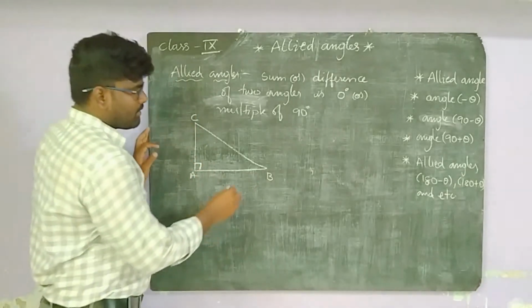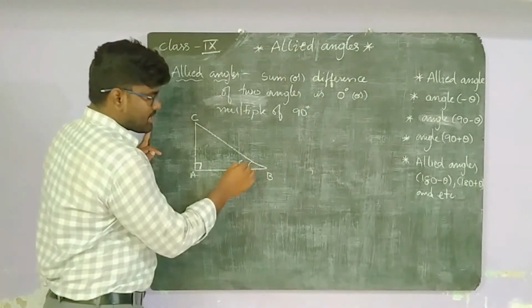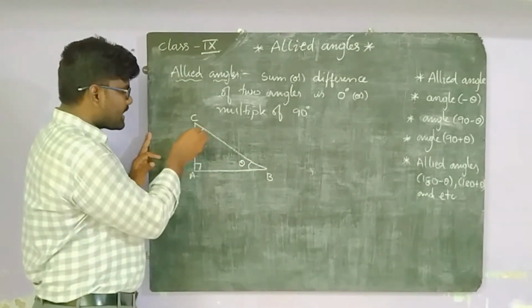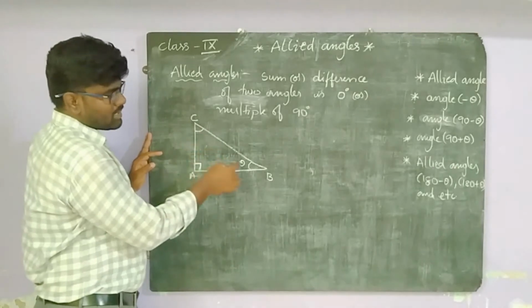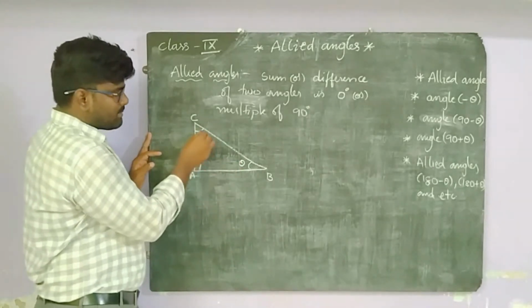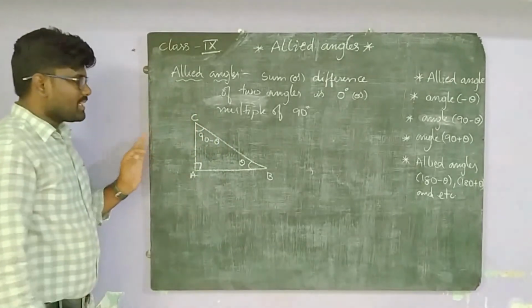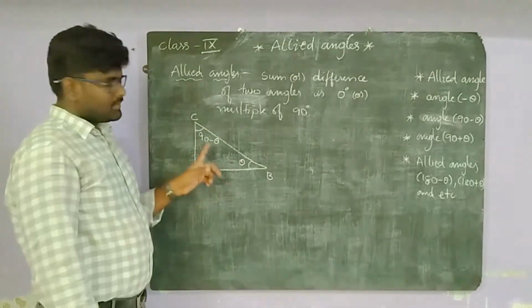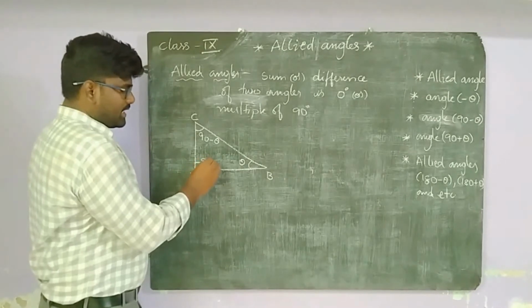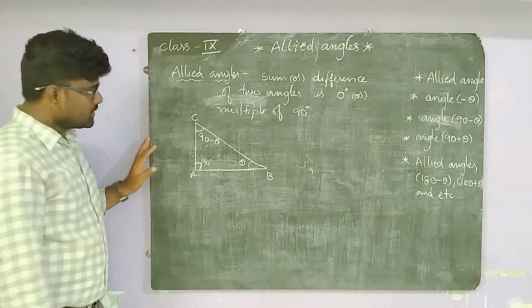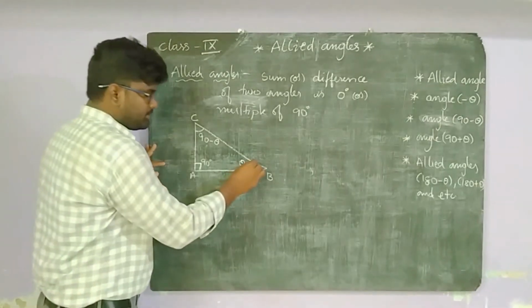For example, take one of the angles as theta. Then the sum of these two must be 90 degrees, so the other angle must be 90 minus theta. When you add these two, it becomes 90. And one more angle here is 90. The sum of the three angles in a triangle is 180.